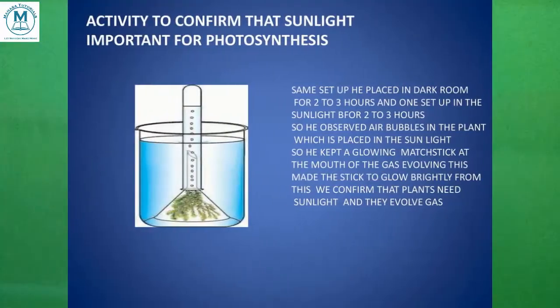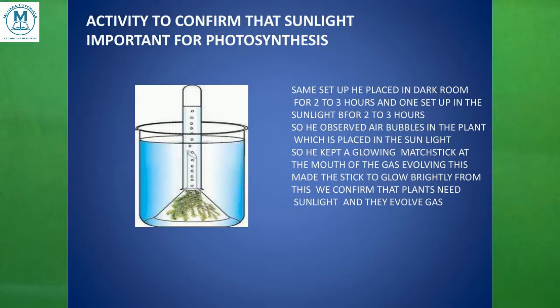And we need to take a hydrilla plant and close that plant with a funnel, as shown in the figure. Close that plant with the funnel, and we need to take water in the test tube, and invert that test tube onto that funnel. Okay, so this same setup we need to prepare another one also.